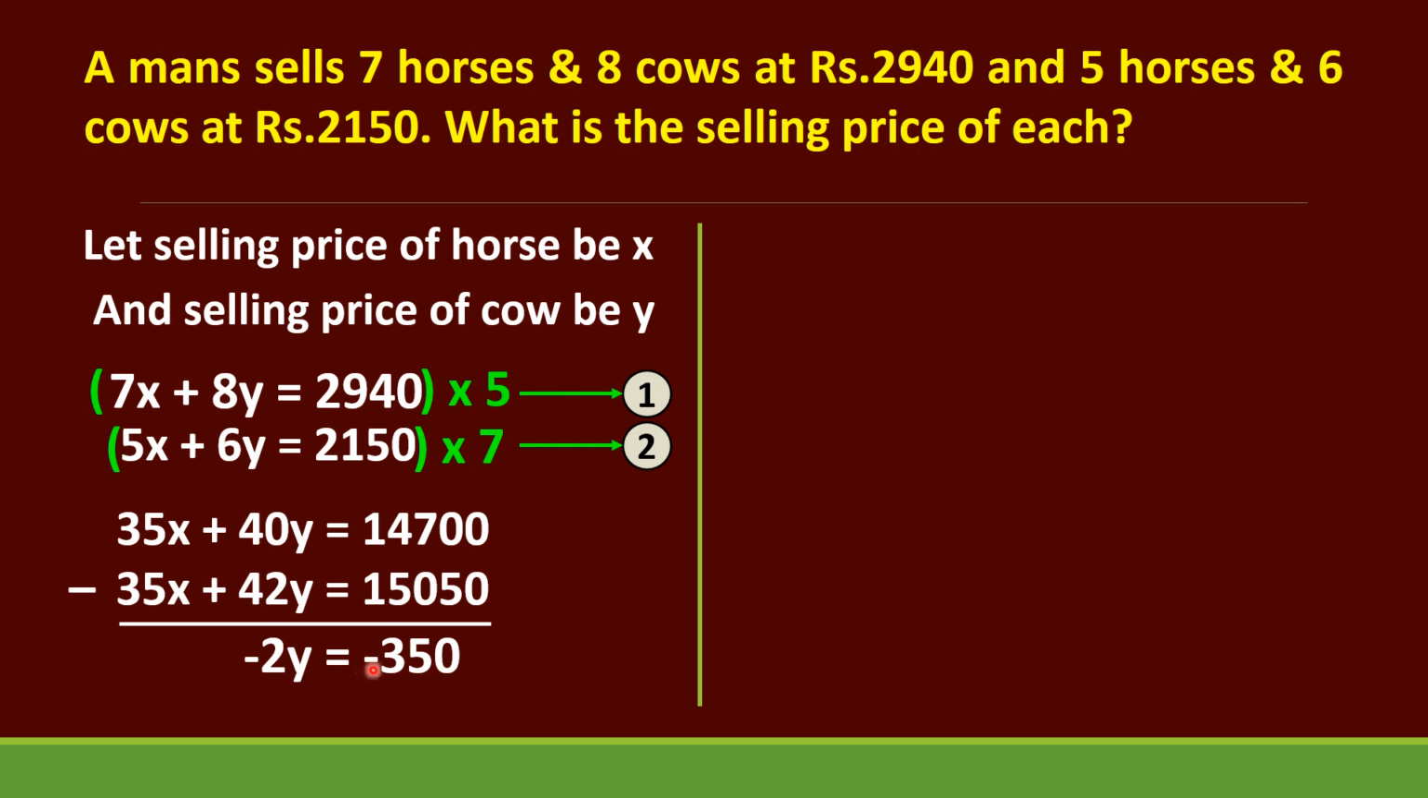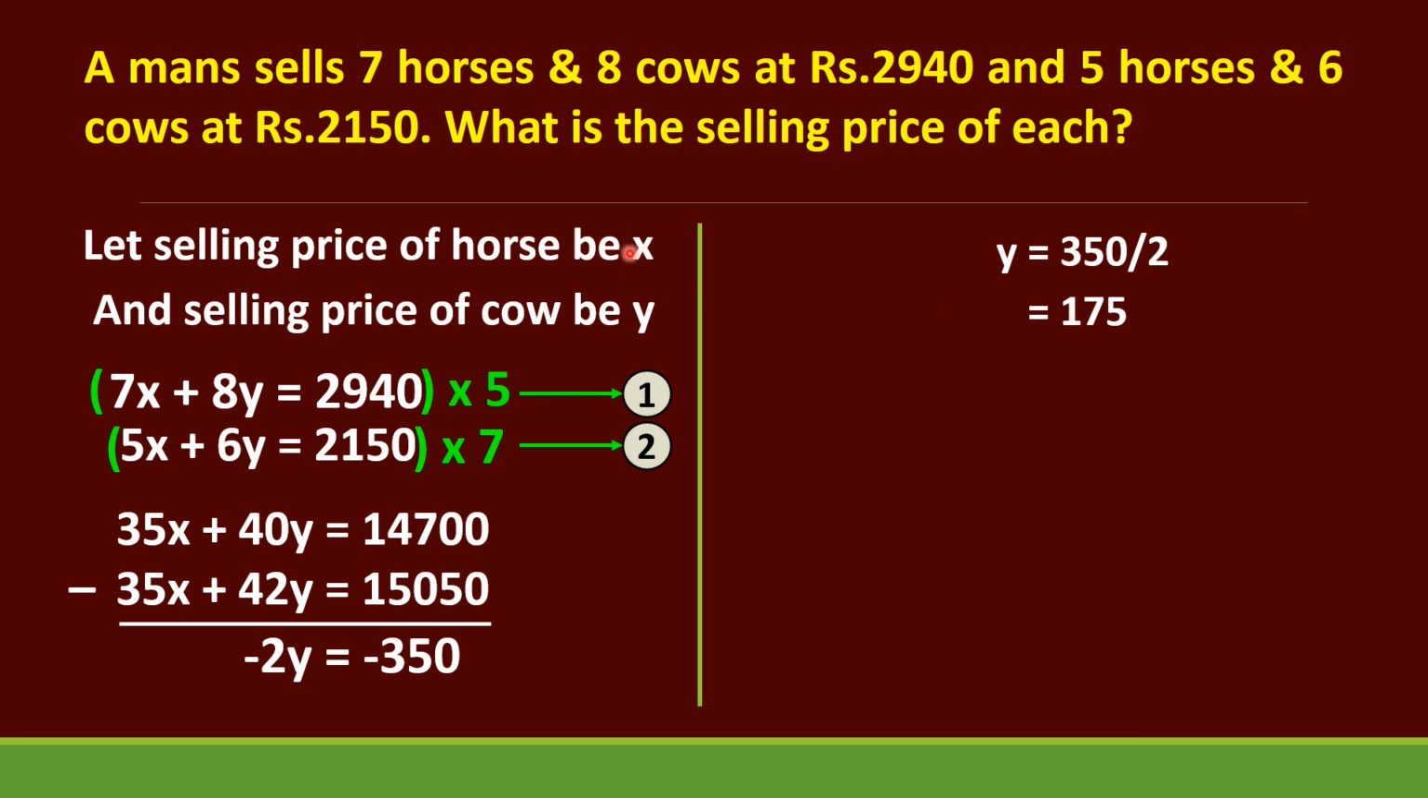Since on both the sides there are negative signs, we can remove these negative signs and the values will be 2y is equal to 350. So y is equal to 350 divided by 2. Hence it is 175. So the selling price of cow is 175 rupees.